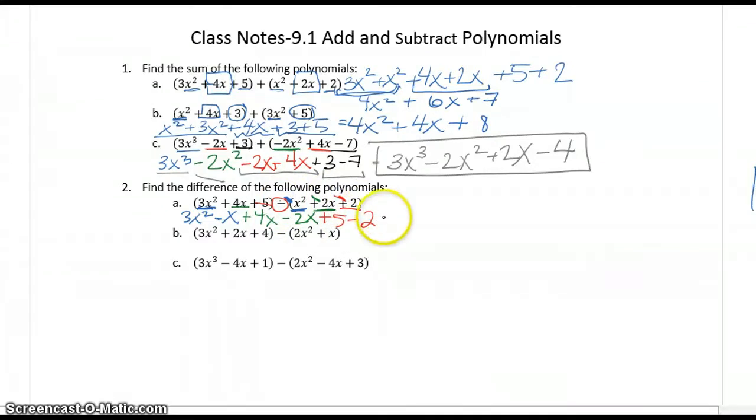So when we combine our like terms, we have 3x squared minus x squared. Sorry, I forgot the square there. 3x squared minus x squared gives us 2x squared. We have 4x minus 2x gives us plus 2x. And 5 minus 2 gives us plus 3.